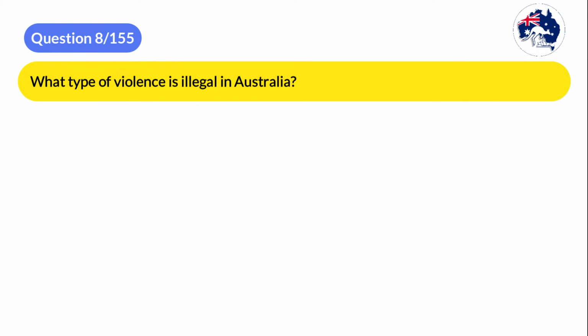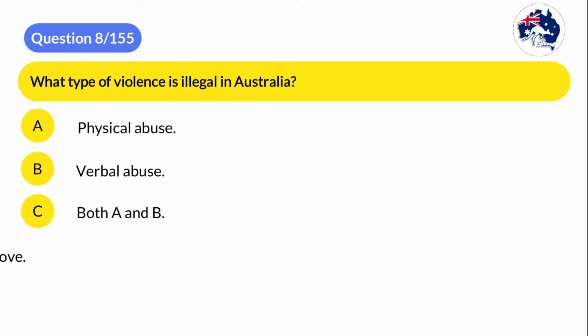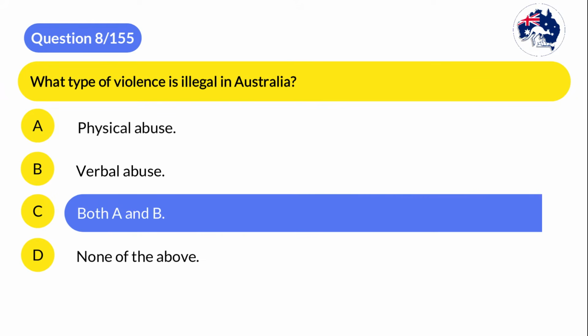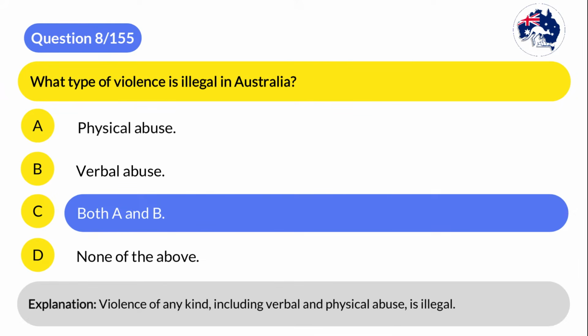Question 8. What type of violence is illegal in Australia? A. Physical abuse. B. Verbal abuse. C. Both A and B. D. None of the above. The correct answer is C. Both A and B. Explanation: Violence of any kind, including verbal and physical abuse, is illegal.